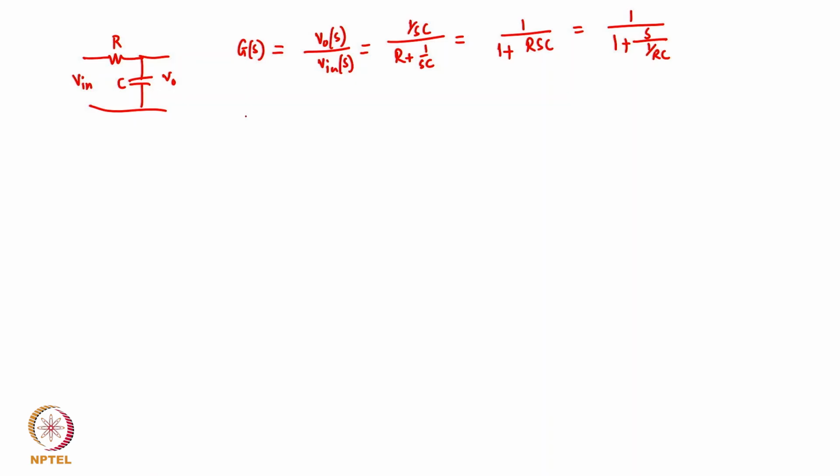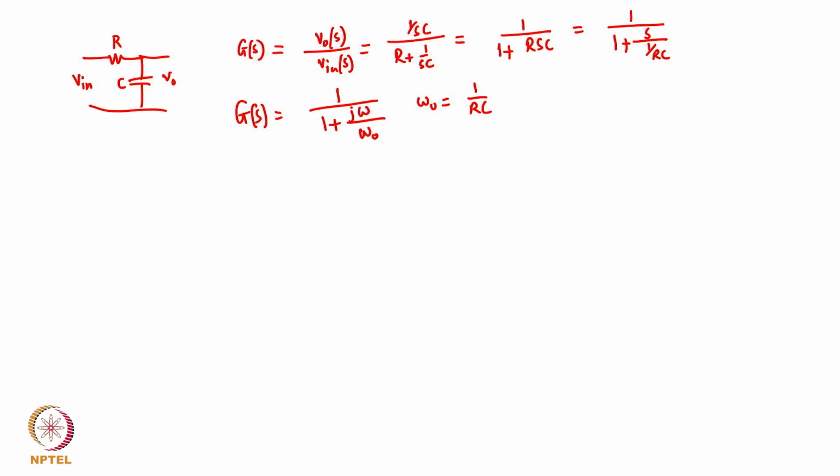Okay, so G(s) is equal to we can write as 1 by (1 + s/omega 0), where omega 0 equals 1 by RC. This is the normalized form. Okay, in fact this is j omega. So this is the normalized form of the transfer function.